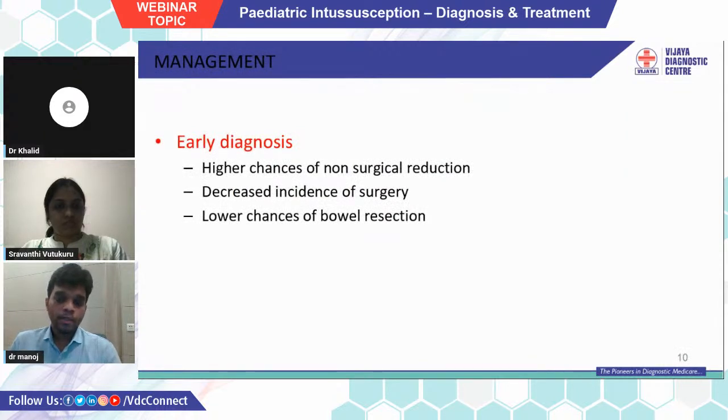So, coming to management, the most important thing, as in any disease, is early diagnosis. In this case, early diagnosis would mean lesser morbidity. And why is that? Because there is a higher chance of non-surgical reduction in these cases, which basically means decreased incidence of surgery. And even if the baby lands in the operation theater, there are lesser chances of bowel dissection.